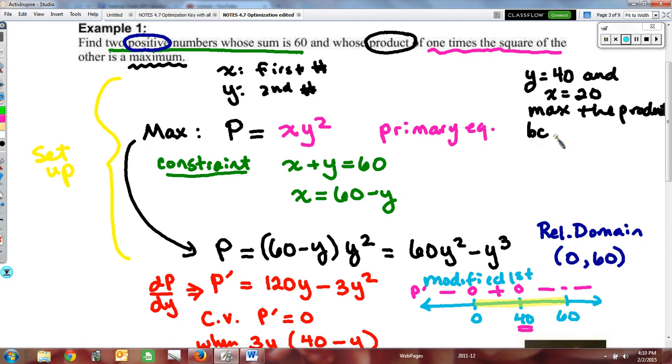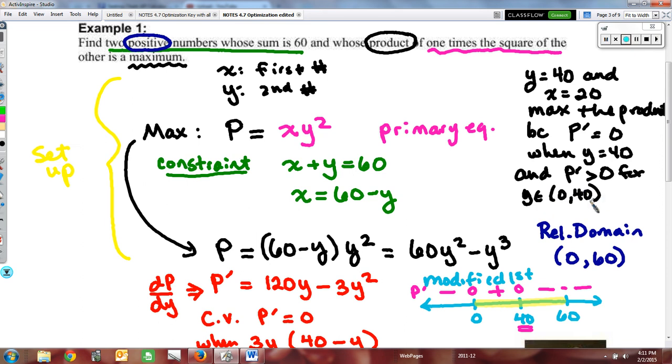because p prime equals 0 when y equals 40 and p prime is greater than 0 for y in the relevant domain of 0 to 40 for before, and p prime is less than 0 for y in the relevant domain 40 to 60. That you're getting the before and the after, and that is the relevant domain.